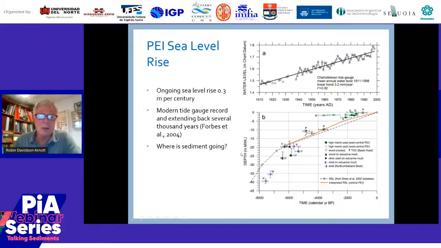This is a function of isostatic depression, and so it's the collapse of the forebulge when there was ice present in the region, and then of the impact of sea level rise on the continental shelf of Canada, which is also causing a certain amount of depression.